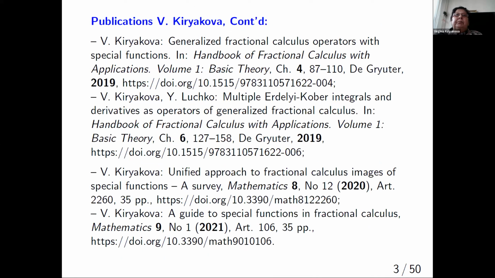Continue with these more recent publications. Two of them are in the Handbook of Fractional Calculus with Applications, Volume 1, edited by Machado, Kochubei, and others. In these two chapters, jointly with Kochubei, we exposed briefly the theory of generalized fractional calculus, where the special functions are used in the kernel. And the last two papers are very recently published in Mathematics by MDPI. This unified approach to fractional calculus images of special functions is basically the work on which this talk is based. And the next one, with a wider aim, a guide to special functions in fractional calculus, appeared this year. Next slide.